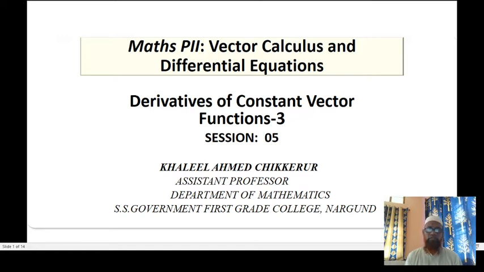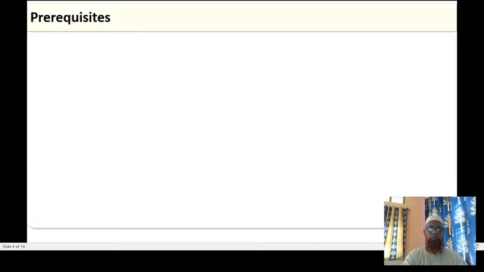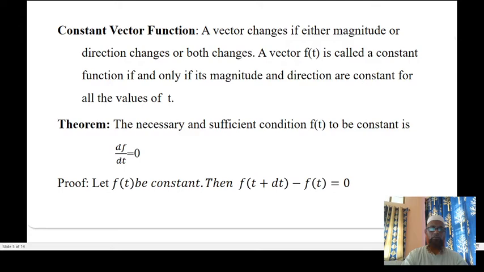Maths Paper 2, Vector Calculus and Differential Equation. In this session, we discuss derivatives of a constant vector function. We already know that a vector function has both magnitude and direction. A vector changes if either magnitude or direction changes, or both change.